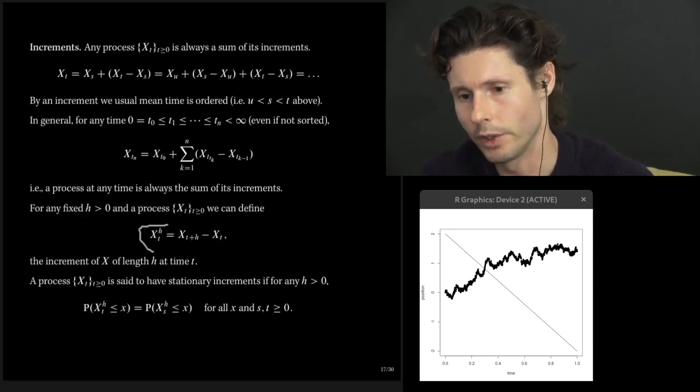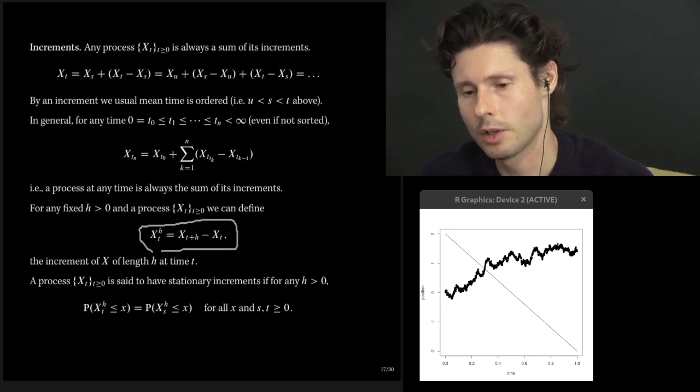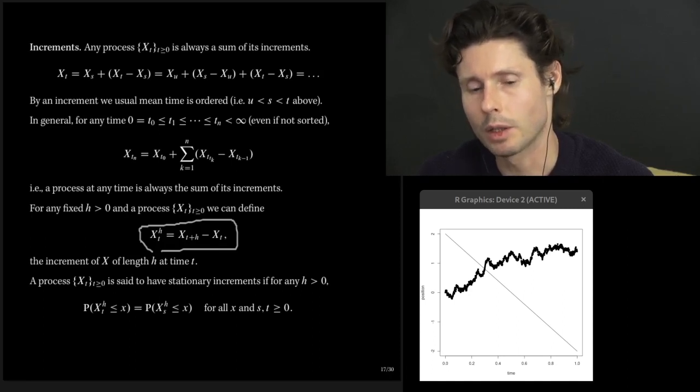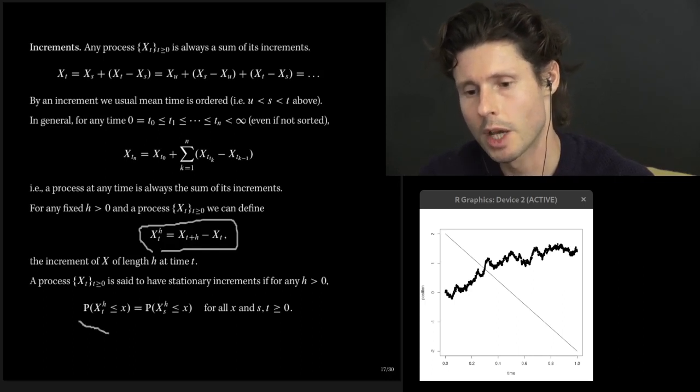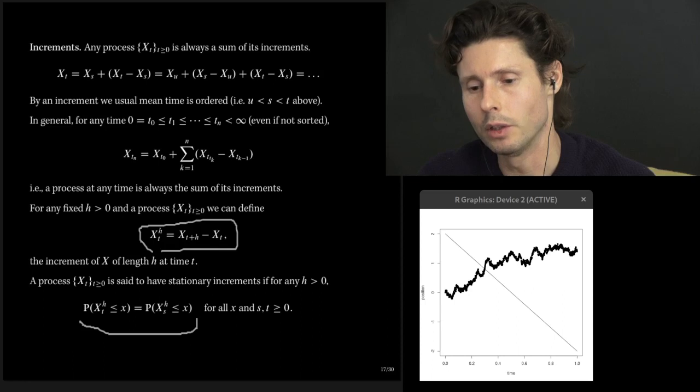For this, it's helpful to define the increment of size h. So x subscript h is going to denote the increment of the process x, where the duration of the increment is equal to h, and the starting point of the increment is t, and the end point of the increment is t plus h. So what does it mean for a process to have stationary increments? It means that the probability distribution of the increments doesn't change based on the location of the increment.